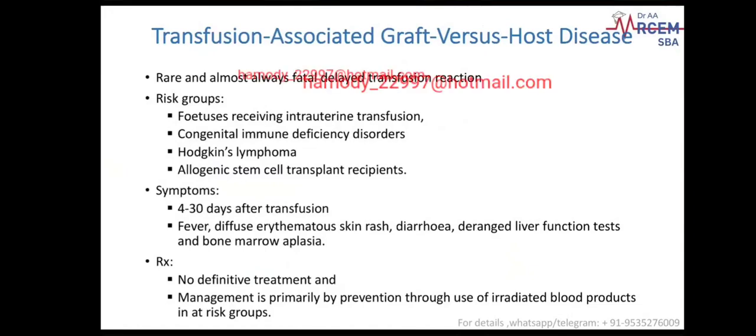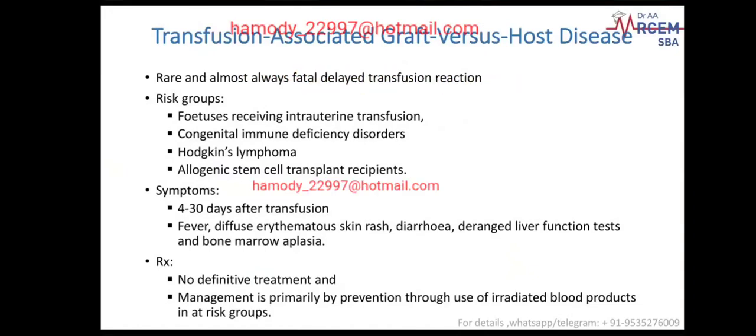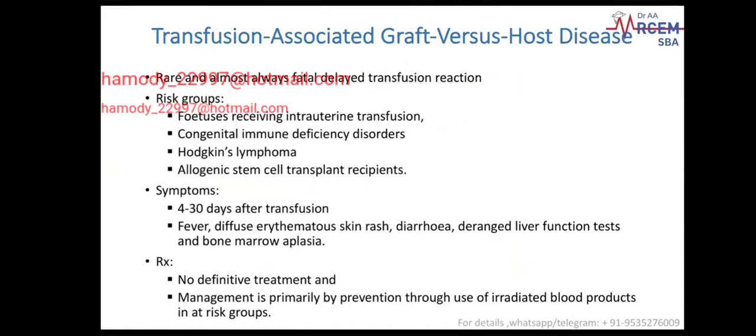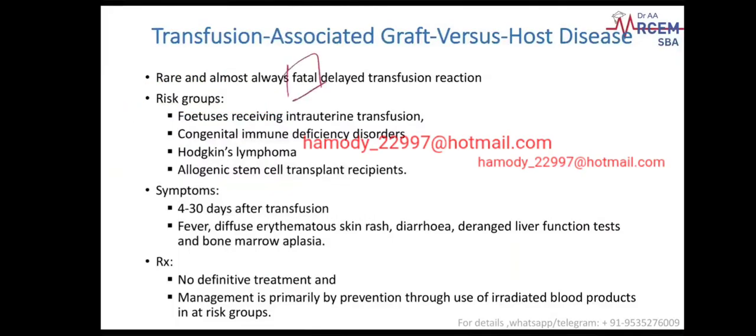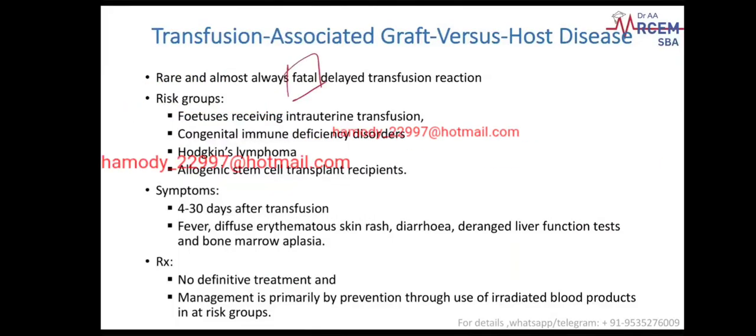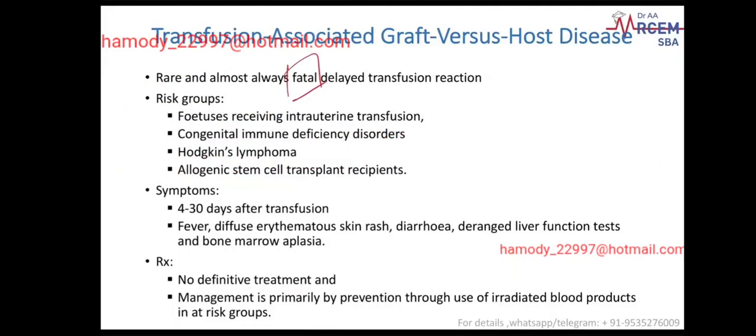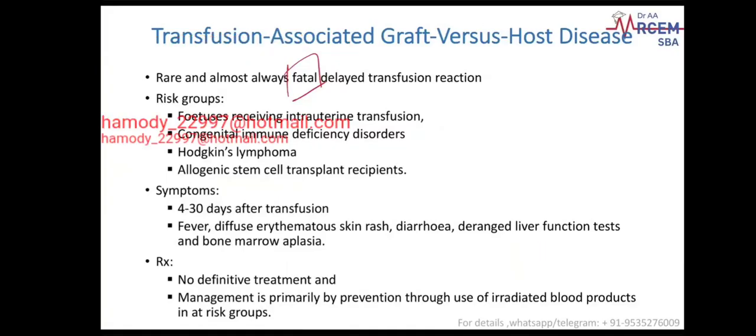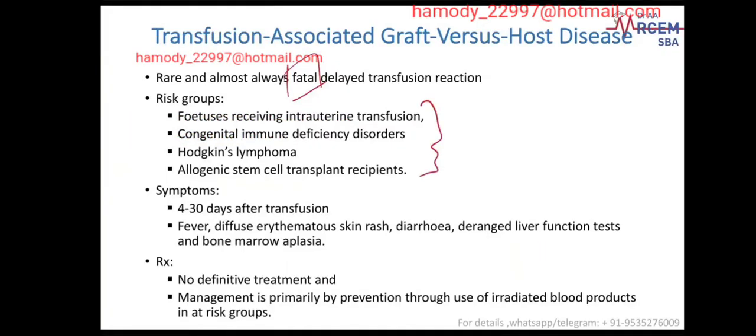Transfusion-associated graft versus host disease. It is a rare thing to encounter, but whenever you encounter it, the fatality rate is quite high. Most of them die because of this. So what are the risk groups? There are four risk groups you need to be aware of.